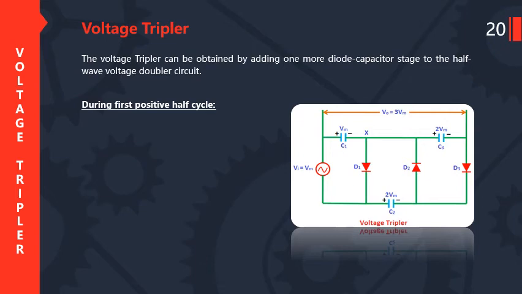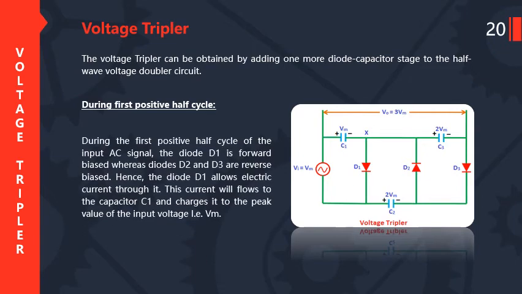During first positive half cycle of input AC signal, the diode D1 is forward biased, whereas diode D2 and D3 are reverse biased. Hence, the diode D1 allows electric current through it. This current will flow to the capacitor C1 and charge it to the peak value of the input voltage, that is Vm.